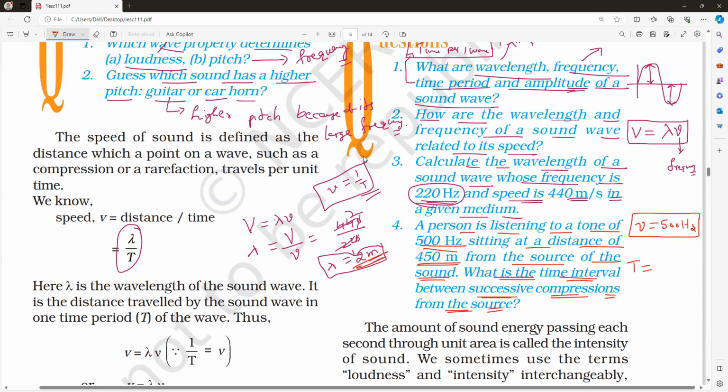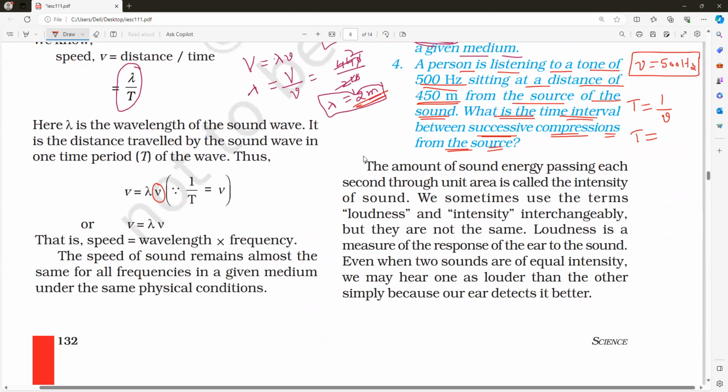So time period is equal to what is the formula? 1 by frequency. Frequency symbol is changed, to understand, the frequency symbol is small v. Please remember everybody, not f. So 1 by 500. What is that, everybody? 1 by 500 is 0.002 seconds. Is it right?